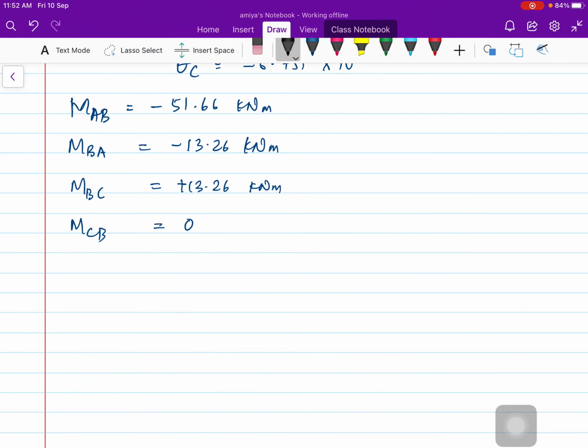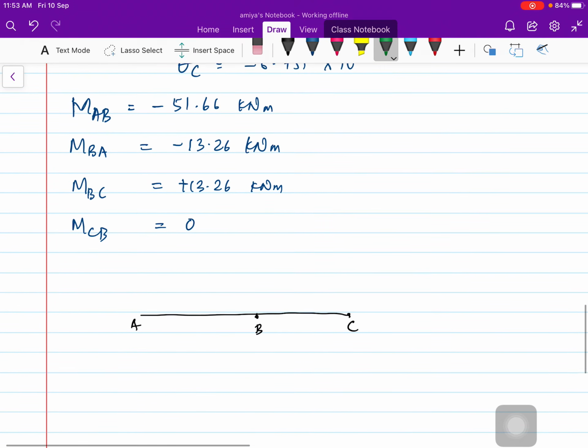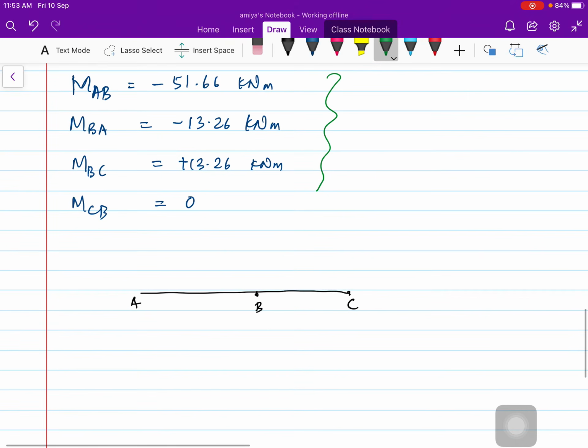Now coming to the bending moment diagram, we have this A, B and C, the spans of the beam. First, what you have to do is, these are the moments at the supports that we have calculated. First I'm going to draw the simply supported bending moment diagram.